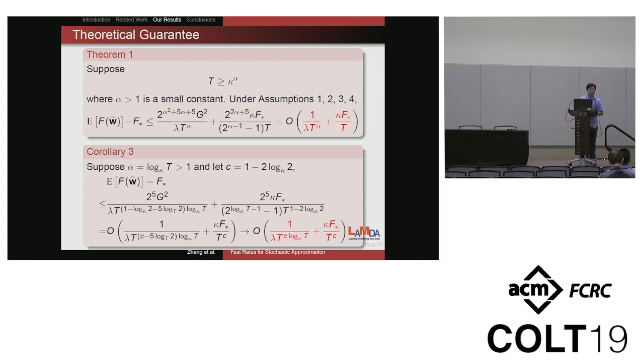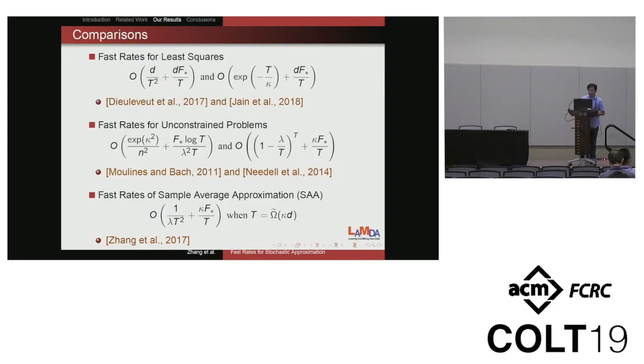Okay, this is a comparison with the previous study. I think I don't have time to go through them, but the conclusion is that our setting is more general and our rates are faster.